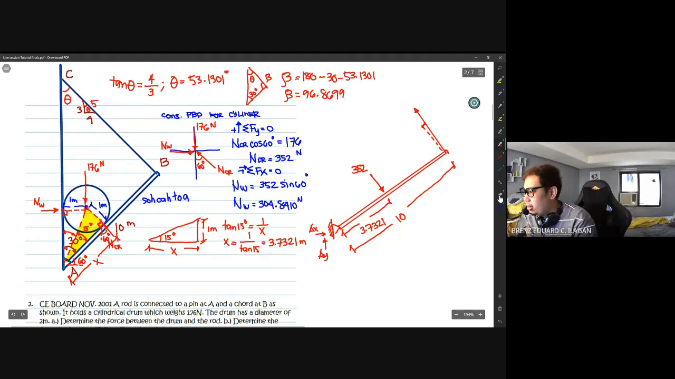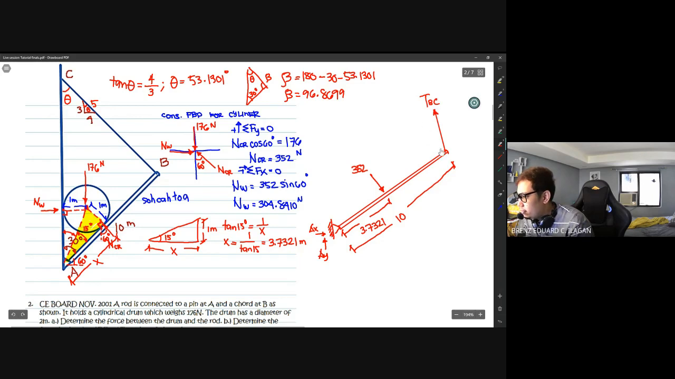Kasi kung perpendicular yan, kung sinabi mo kasing perpendicular siya, so kung 90 degrees yan, ayan siya. 90 degrees. Kaso ang nakuha nga natin is 96.8699. Ibig sabihin lang yan, hindi siya perpendicular. So, medyo i-exaggerate ko na lang yung drawing para kitang-kita. Ayan. Nakaganto pala yung ating angle for BC.